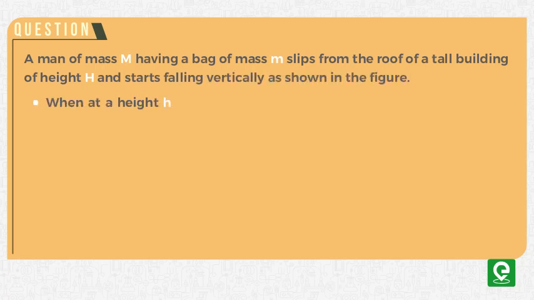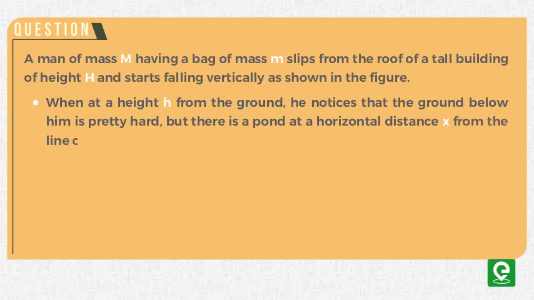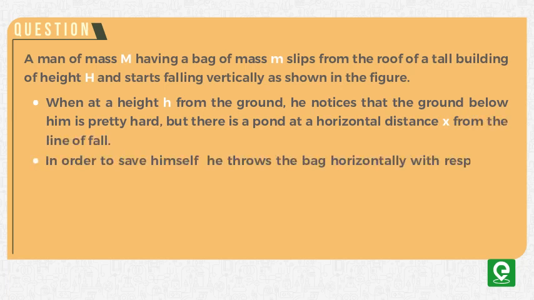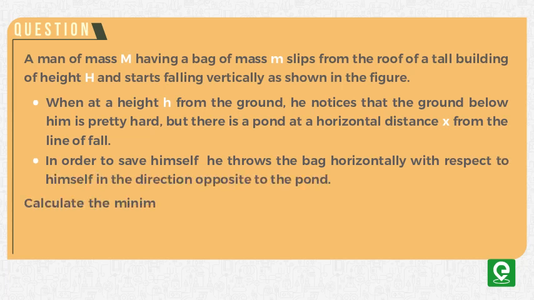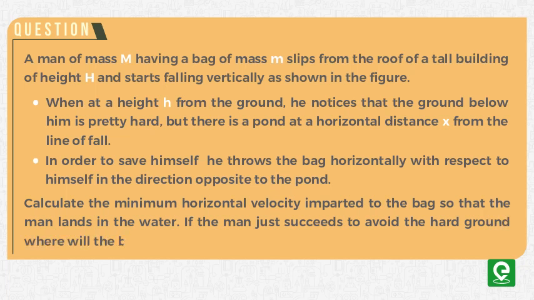When at a height small h from the ground, he notices that the ground below him is pretty hard, but there is a pond at a horizontal distance x from the line of fall. In order to save himself, he throws the bag horizontally with respect to himself in the direction opposite to the pond. Calculate the minimum horizontal velocity imparted to the bag so that the man lands in the water. If the man just succeeds to avoid the hard ground, where will the bag land?